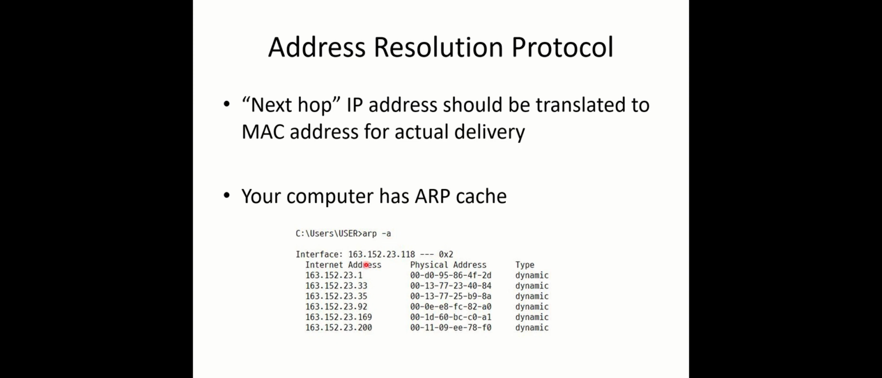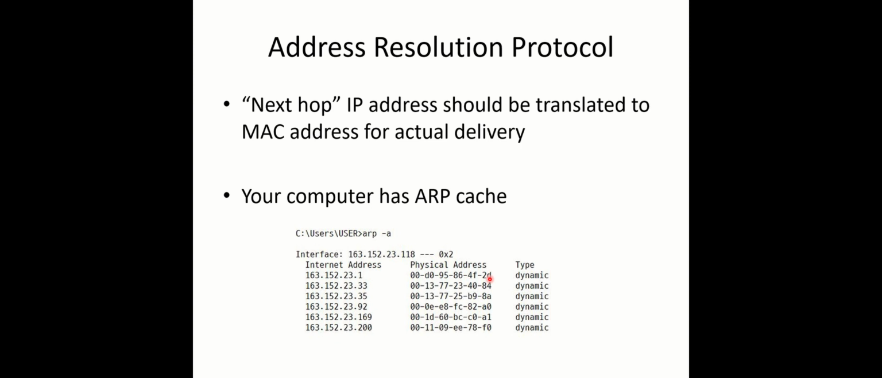In this table here, the first column is the IP addresses of the computers you may want to talk to over a link. There could be many such machines, since this is a shared medium, right? On the second column, there are corresponding MAC addresses. So, for instance, if the IP address of the machine that's over a link is 163.152.23.1, this computer somehow knows that its corresponding physical address is 00D095864F2D in hexadecimal.